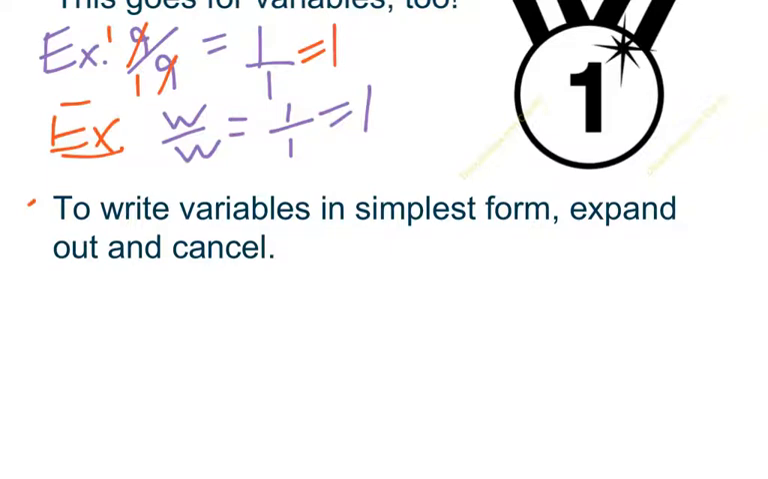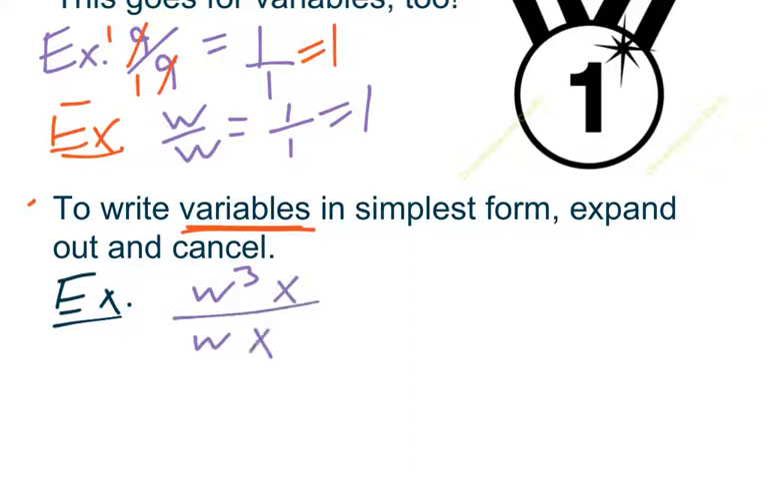I'm going to underline variables. So to write variables in simplest form, we're going to get rid of the exponents, in other words. So, for example, if we had w to the third power x over w x squared, we would expand this out as best we can.